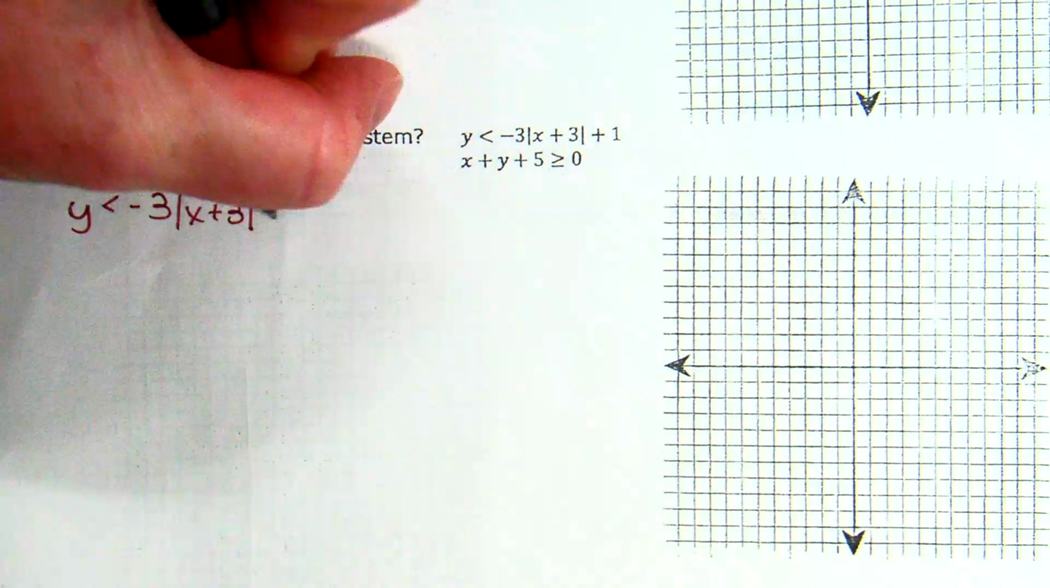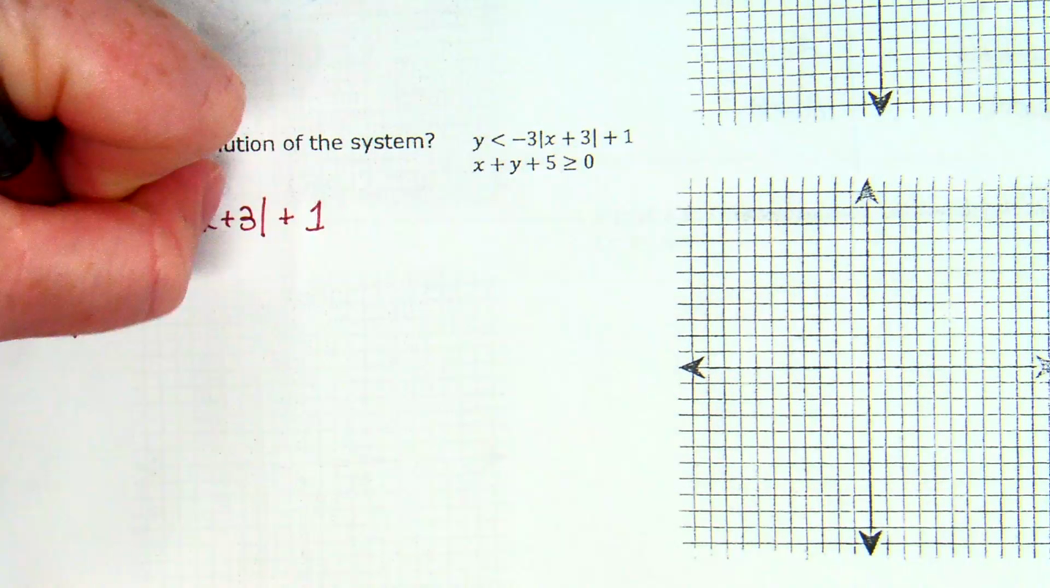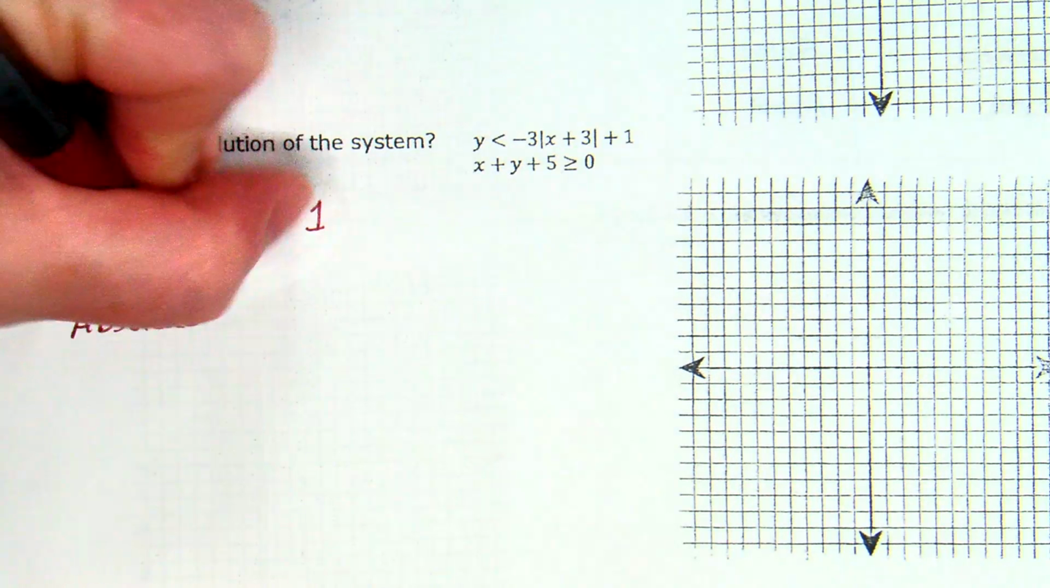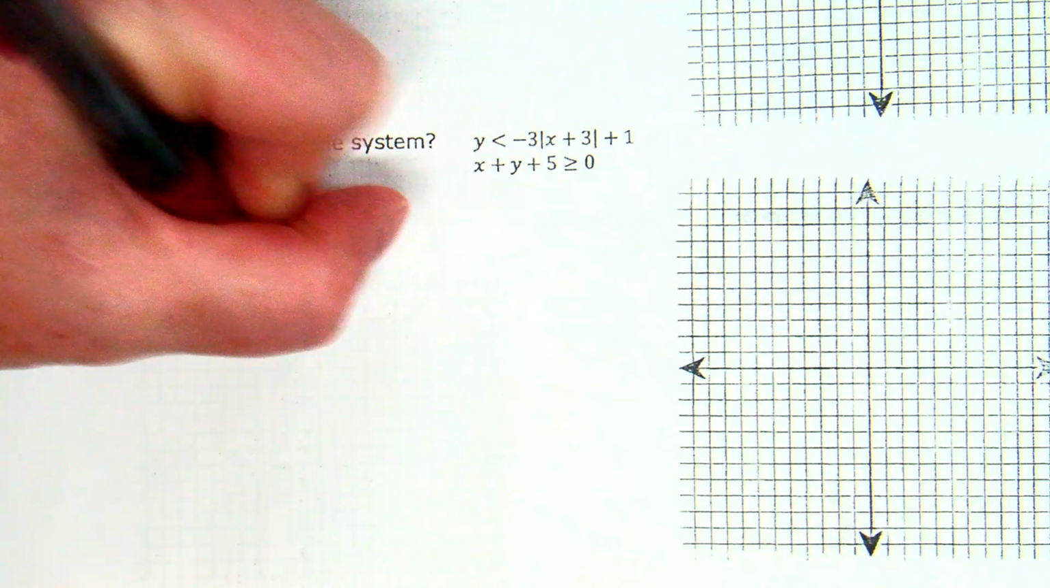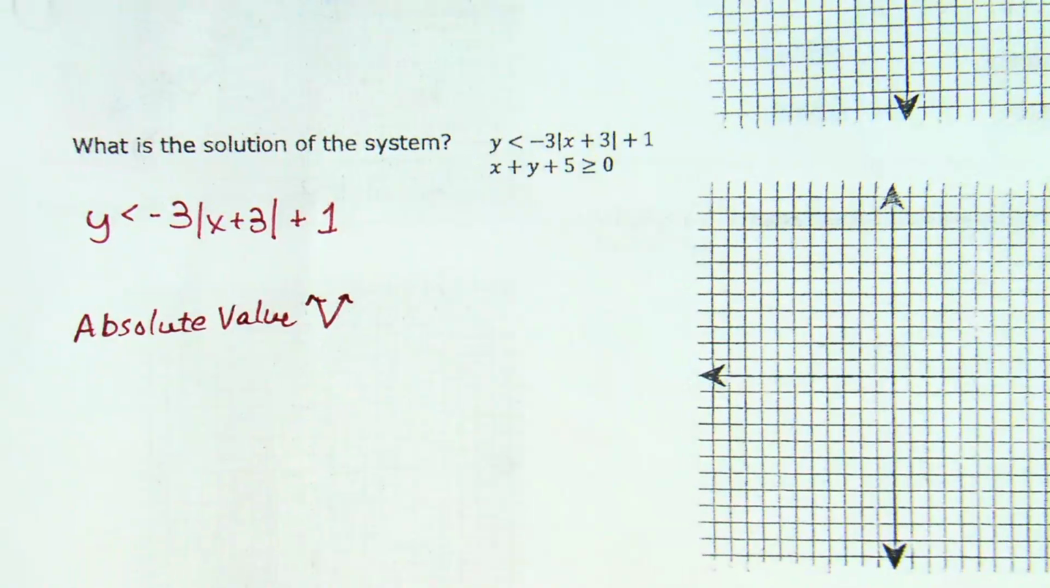Okay, y less than negative 3 times absolute value of x plus 3 plus 1. So, as you look at this first equation, what's the first thing you have to be able to tell yourself? It's a V, yes? Okay, you have to identify that this is absolute value. So when I graph this, it's going to be some kind of V. Now, what are the pieces that you see there? What are these different numbers telling my V to do?